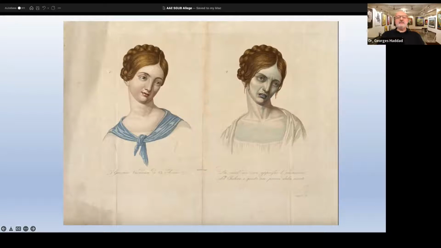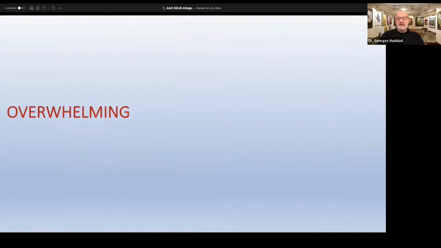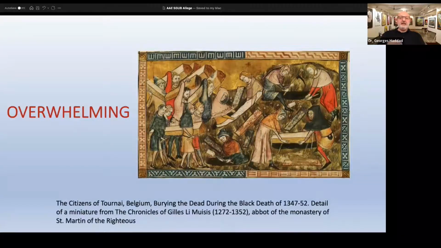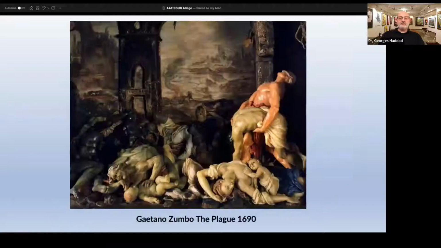So death is indiscriminate, but it is also overwhelming. And if you look at this painting from a manuscript, this is about the citizens of Tournai. And you realize that everybody here is actually working for the dead. You are either putting them in coffins, you are carrying the coffins, you are digging the graves, you are putting the coffins in the graves. There are no mourners and there are no bystanders. People have enough on their hands just to bury the dead.